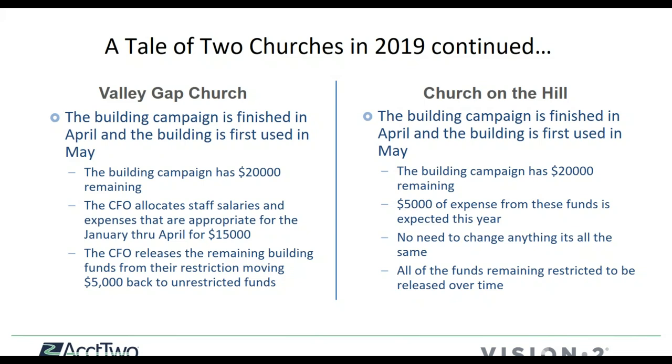The Church on the Hill didn't do any of the allocation. Based on using the old time-based release, it is only going to release about $5,000 of that $20,000 remaining campaign or remaining building fund into covering general expenses. So they're going to end up with about $15,000 that is still locked up in restricted funds. Even though they have the cash, it's not going to actually contribute to their liquidity. Next slide.